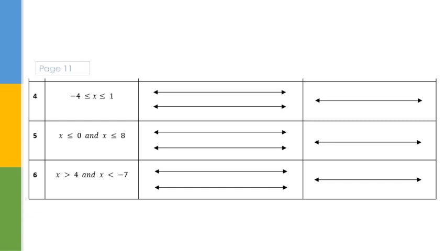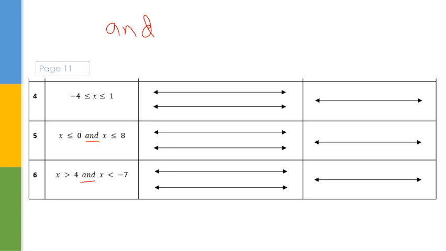Okay, now we're looking at some compound ands. A compound and can look one of two ways. It can either have the word and in the middle, like 5 and 6 do, or they can be written like number 4. Okay, again, this is a compound and.